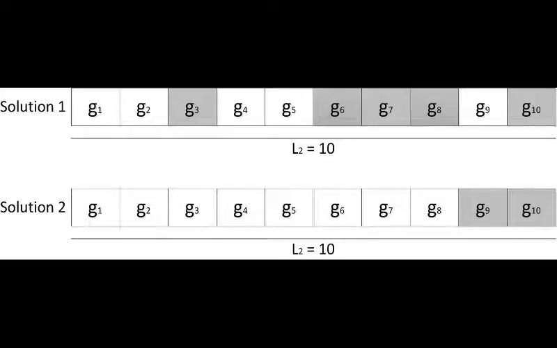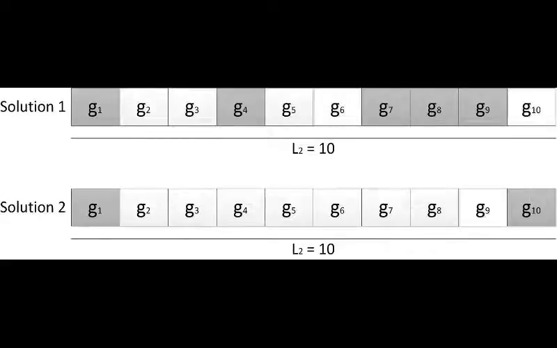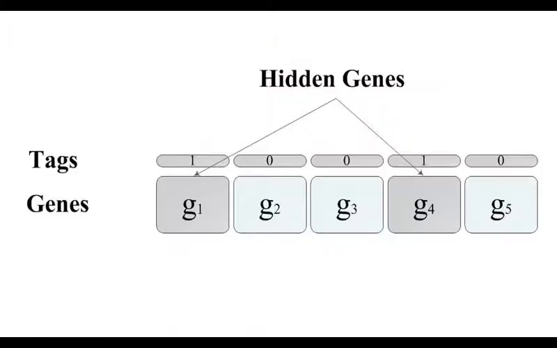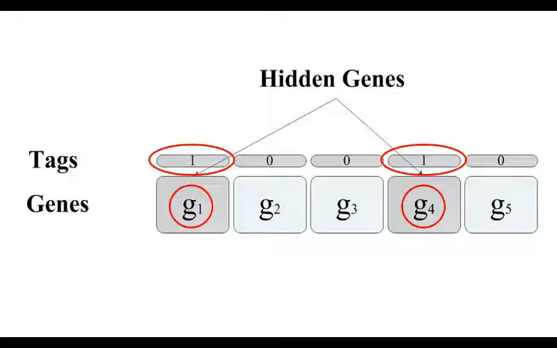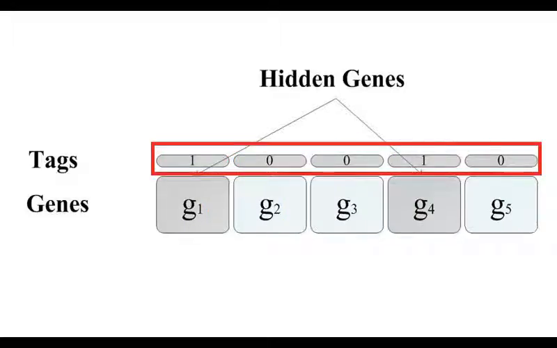But how do we decide which genes are hidden and which ones are active? This question is part of our research, where we introduced the concept of tags in genetic algorithm. In biology, the genes have a histone tag that determines the status of the gene. In genetic algorithm, we propose to assign a binary tag to each gene that determines whether that gene is hidden or not. If the tag is 1, the corresponding gene is hidden, and if the tag is 0, the corresponding gene is active. But now the question is, how do these tags evolve themselves?